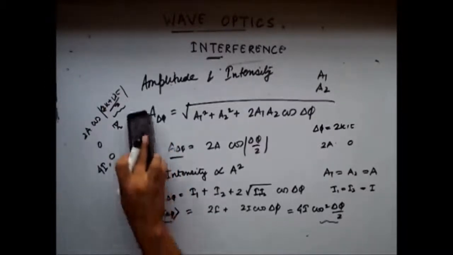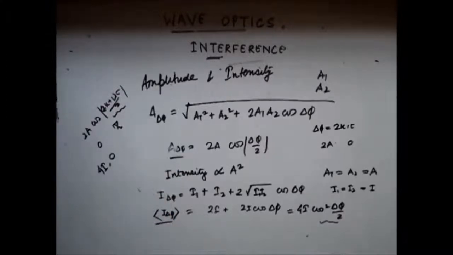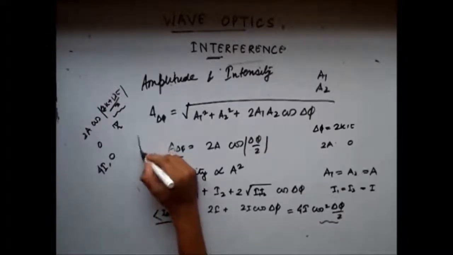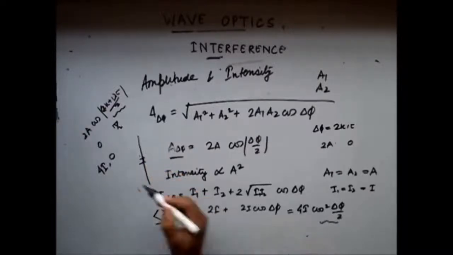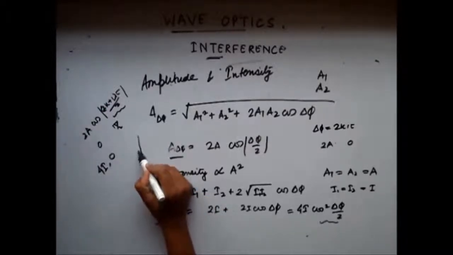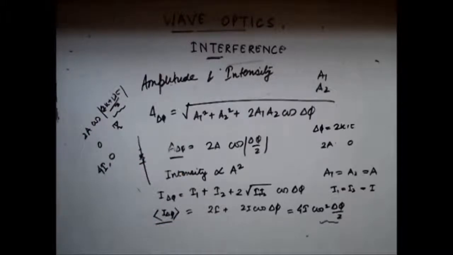Whereas in the case of coherent, monochromatic sources, in constructive interference the resultant intensity is 4I, so we see a bright spot. In destructive interference the resultant intensity is 0, so we see a dark spot. So this pattern repeats.